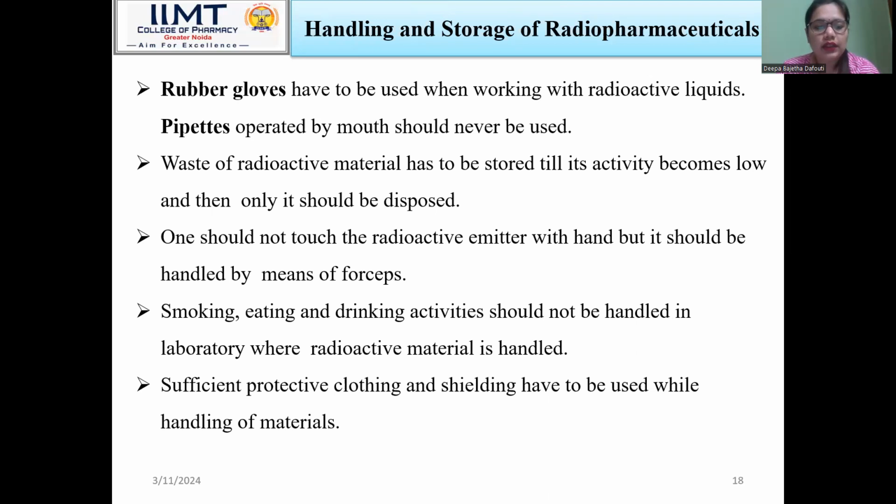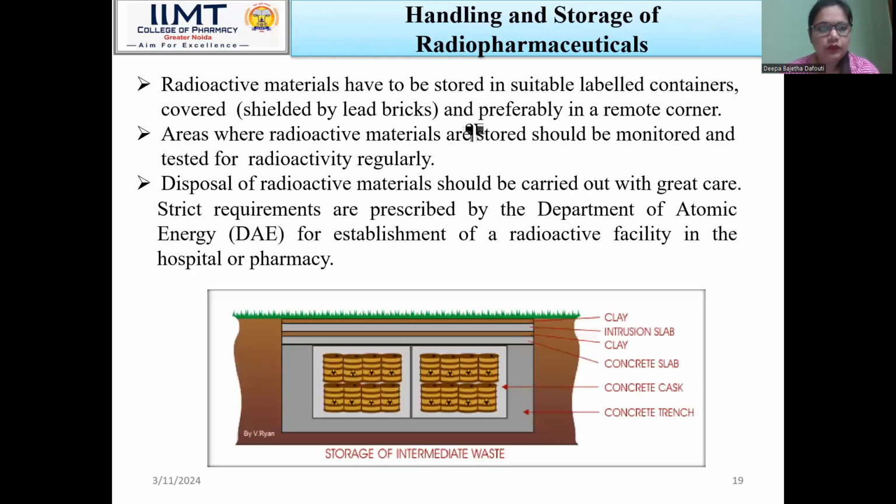Sufficient protective clothing and shielding have to be used while handling radioactive pharmaceuticals. Radioactive pharmaceuticals or materials have to be stored in well-labeled containers, covered or shielded by lead bricks, and preferably in a remote corner. Areas where radioactive materials are stored should be monitored and tested for radioactivity regularly. Disposal of the radioactive materials should be carried out with great care.